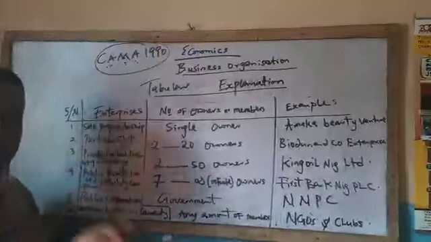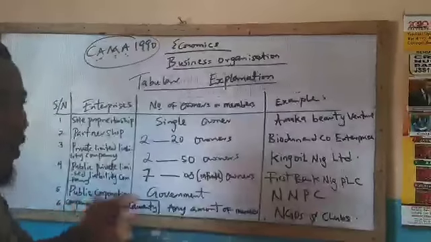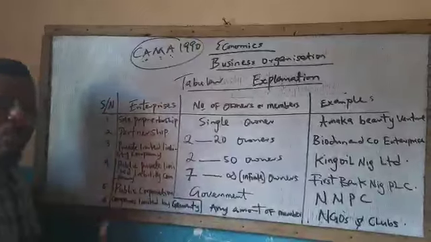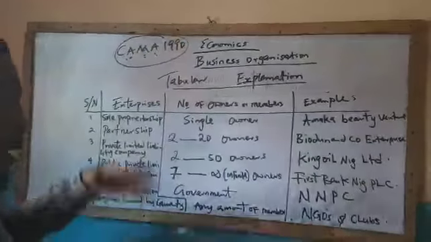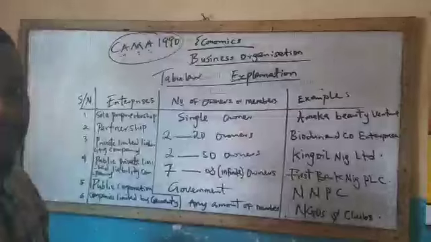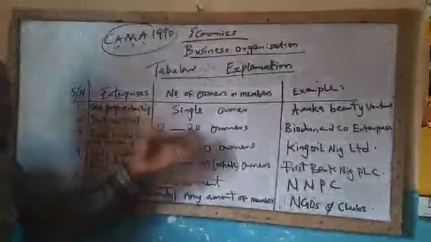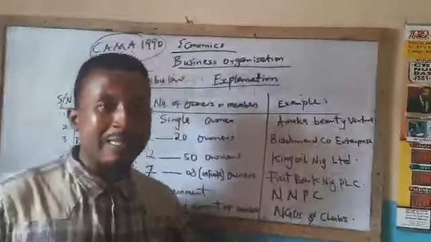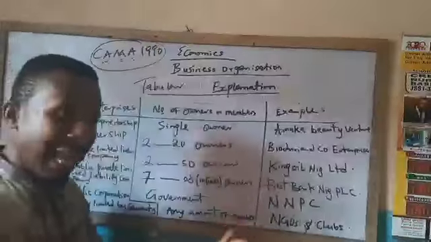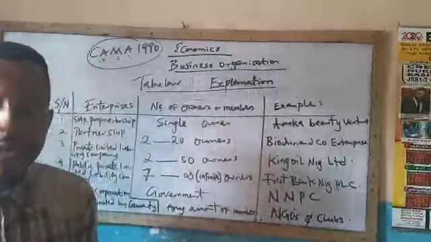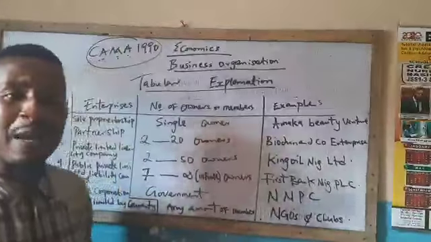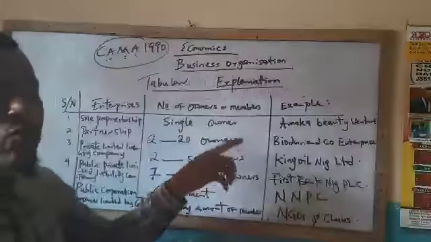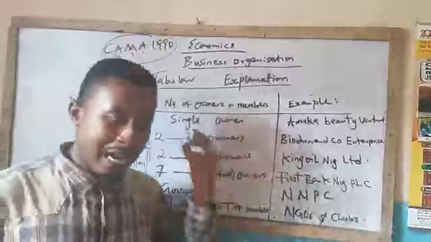Partnership is strictly focused on business venture. Unlike the corporate business renderers and services that is known as companies, partnership focuses on businesses. Now you can see 2 to 20 owners. An example of that is something like Biodu and Co. Enterprise, or Emeka and Ada Enterprise, or Waliu and Mustafa Enterprise, or it can be Mohammed and Co. Enterprise. When you see such a name, you know that that is a partnership. Now let's move to the next one.